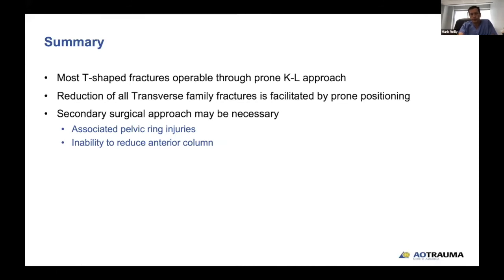So in summary, most T-shaped fractures are amenable to operation through a prone Coker-Langenbeck approach. The reduction of all transverse family fractures, I think, is facilitated by prone positioning. But remember that a secondary surgical approach may be necessary for T-shaped fractures if there's an associated pelvic ring injury or an inability to reduce the anterior column.